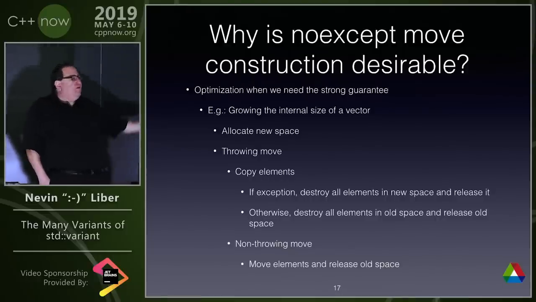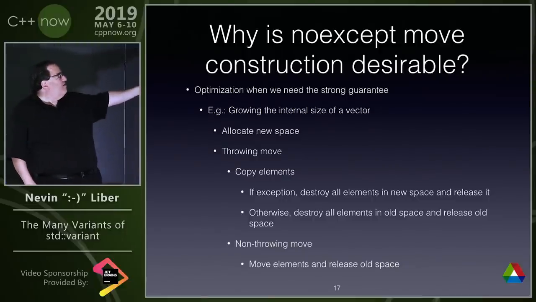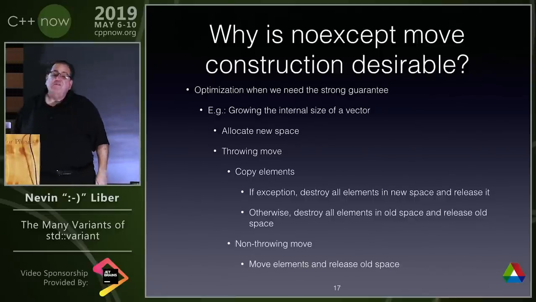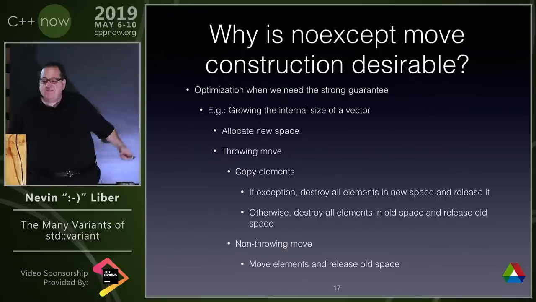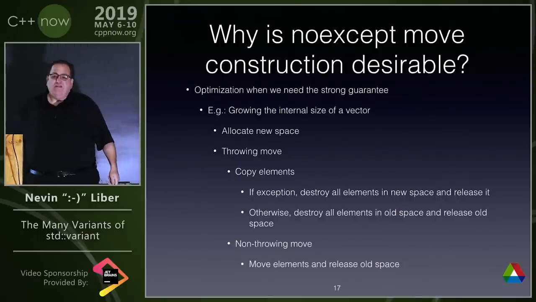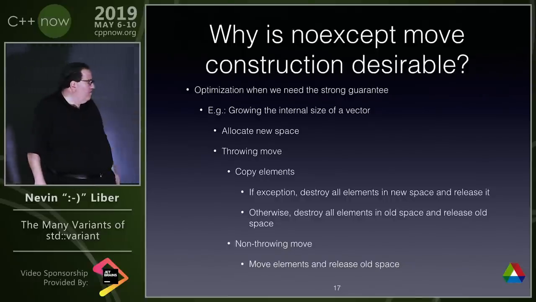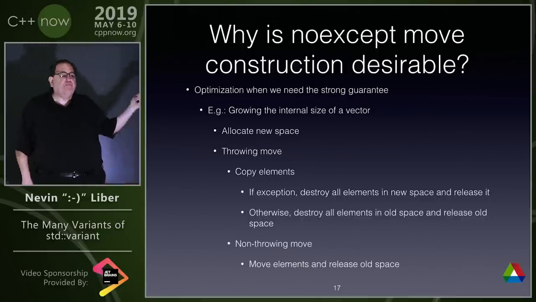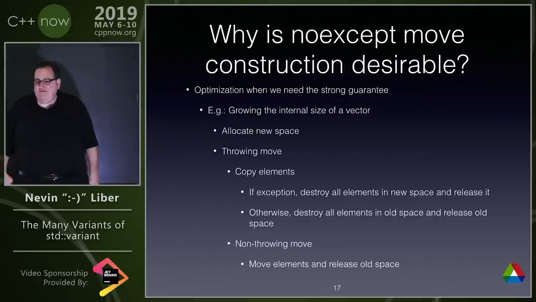And one of the reasons we want noexcept move constructors is because of things like vector. Because sometimes we want the optimization when we have the strong guarantee. So if you're growing the internal size of a vector, you allocate new space. If you have a throwing move, then you have to copy the elements, because otherwise you cannot restore the state of the vector. And if you're copying and an exception is thrown, you destroy all the elements you just created and just leave the old space around. If you have non-throwing move, then all you have to do is move the elements from the old space into the new space. This was one of the prime motivating factors for move semantics. And this is a lot less work.